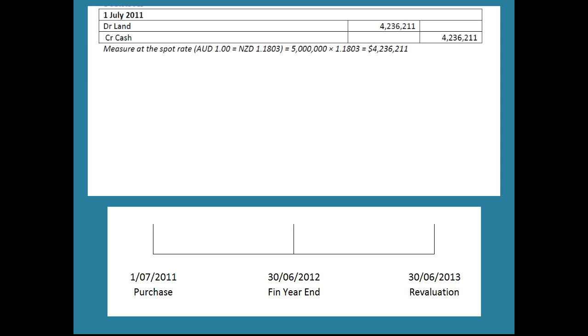Now we're making some assumptions here. The first assumption is that there's been an impairment test done because there's been a trigger for it. The other assumption is that when they do the impairment test, the land itself is no different. So the land is still being carried at $5 million New Zealand. But because the exchange rates have moved, that 5 million New Zealand is only worth 3.9 million Australian. So the land value from an Australian point of view has dropped from 4.2 to 3.9.